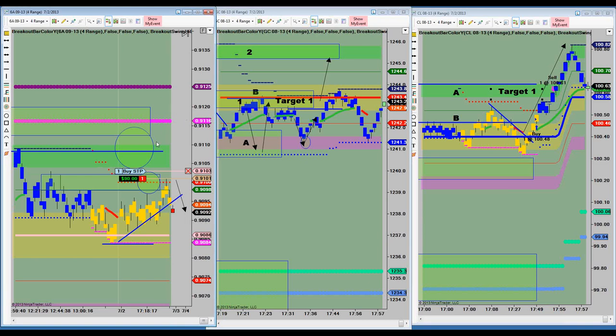Okay, we got 9 ticks in the 6A short, so we're going to go ahead and pop this down a couple ticks. Got a free trade on the table now.